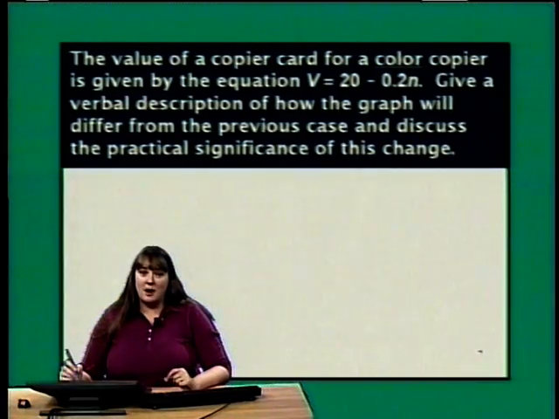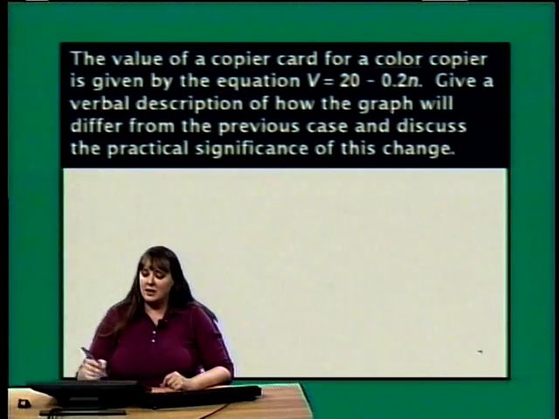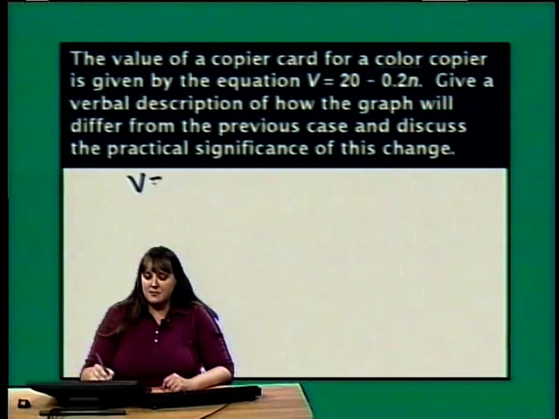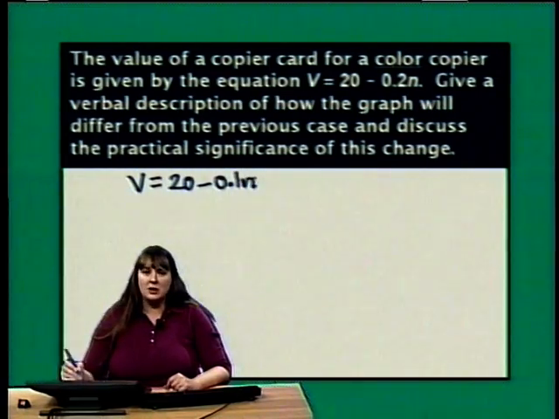The value of a copier card for a color copier is given by the equation v equals 20 minus 0.2n. Give a verbal description of how the graph will differ from the previous case, and discuss the practical significance of this change. So the second model we had looked at was v equals 20 minus 0.1n, where we noted the vertical intercept was 0, 20, but the slope was the same as the first model.